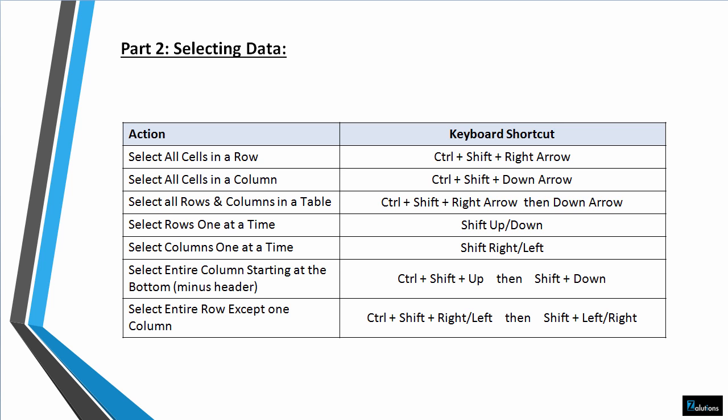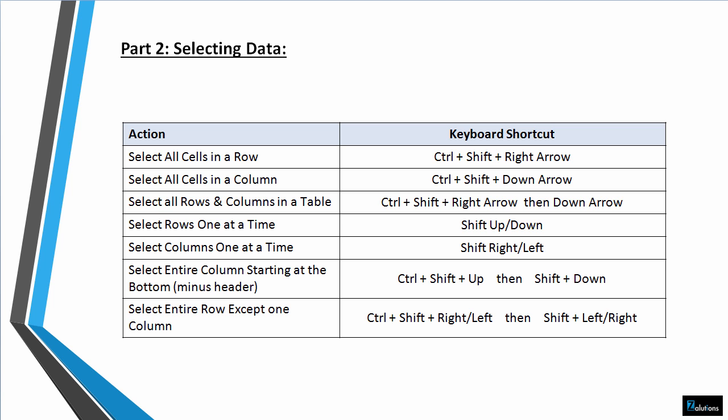If you want to select all the cells in a row, just click Control plus Shift plus the right arrow, or the left arrow if you want to select from right to left. If you want to select all cells in a column, click Control plus Shift plus Down, or Up if you are starting from the bottom.